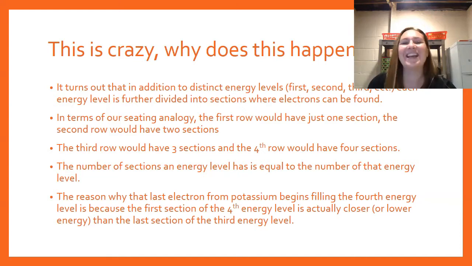Let's find out. Turns out that in addition to distinct energy levels, each energy level is further divided into sections where electrons can be found. So in terms of our rows and the analogy we've been using, the first row would have just 1 section, the second row would have 2 sections, the third row would have 3 sections, and the fourth row would have 4 sections. So the energy level that it is has that many sections. They're equal. And the reason why that last electron from potassium begins filling the fourth energy level is because the first section of the fourth energy level is actually closer, or lower energy, than the last section.